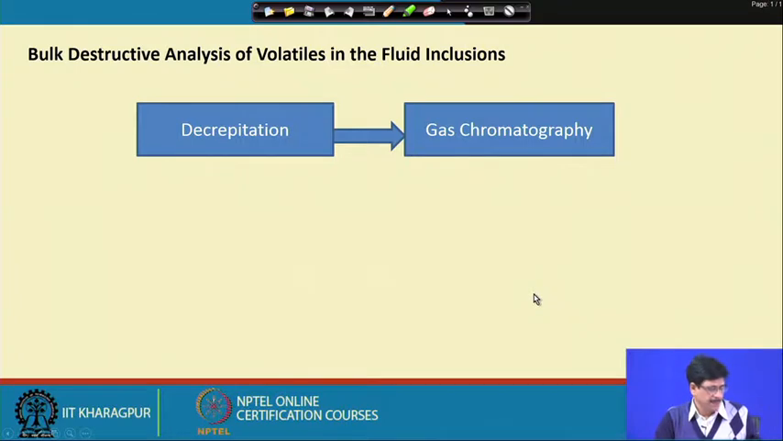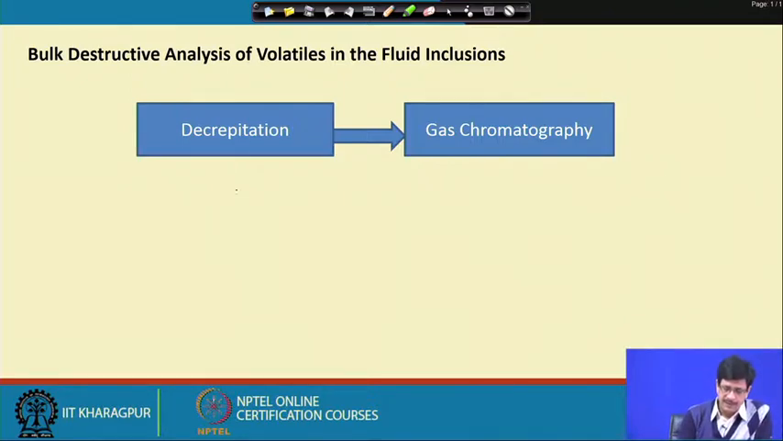So, this is also a destructive method in which we are analyzing the aqueous liquid for its concentration of different aqueous species. The other type of species that we have in the fluid inclusions are the volatiles. They are carbon dioxide, methane, the sulphurous vapor and so on, H2S or SO2. So, how could we generally analyze them?